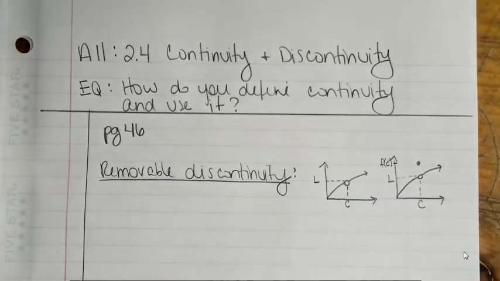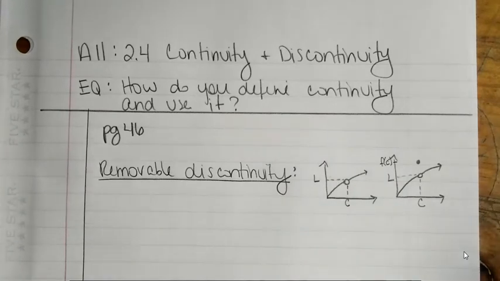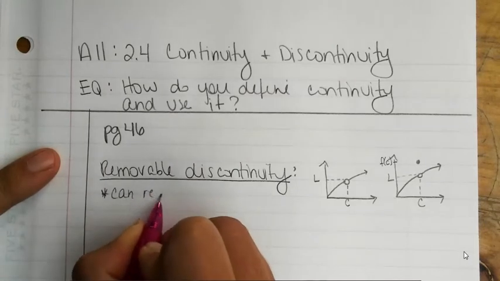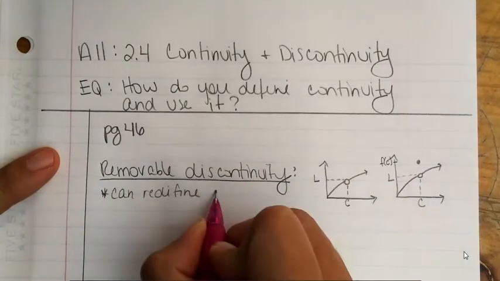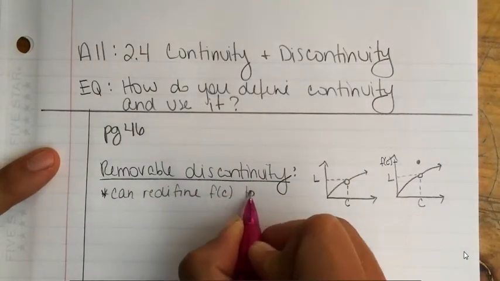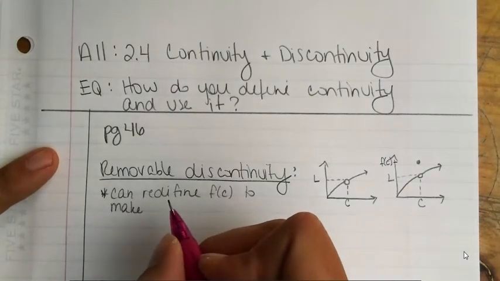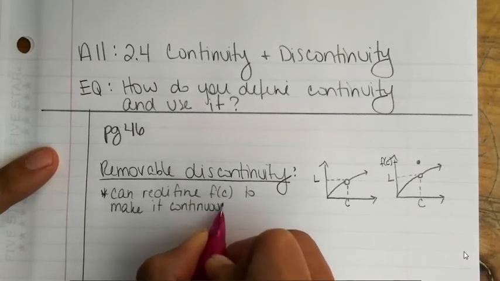Both of these are removable discontinuity, and as we said, we could redefine f of C to make it continuous. We could say, okay, yeah, there is an actual output here. We could redefine it to make it continuous at C.